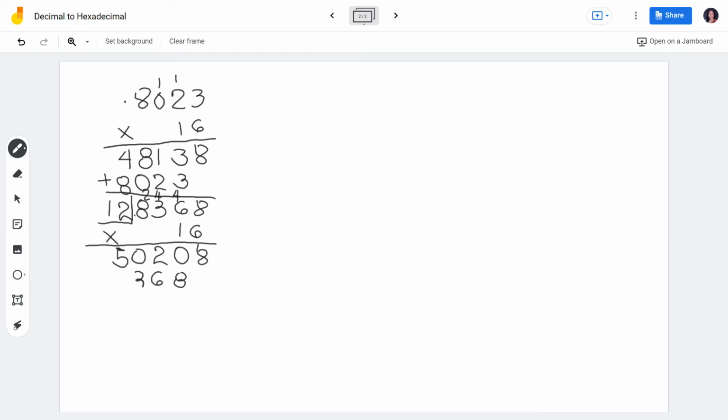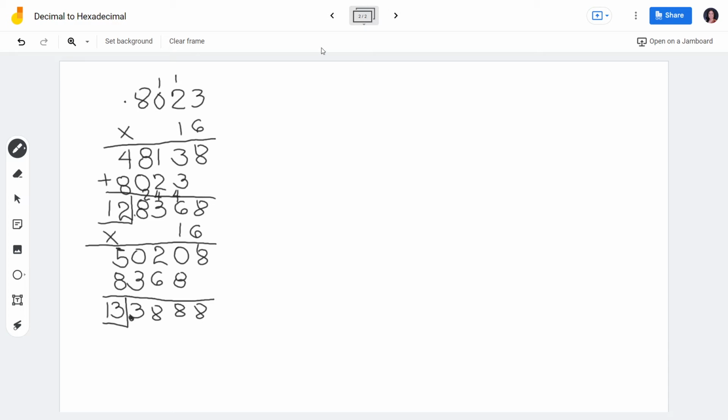1 times 3 is 3. 1 times 8 is 8. So we have 8, 8, 2 plus 6 is 8. 3 plus 0 is 3. Then 5 plus 8 is 13. Then 1, 2, 3, 4, separate 13.